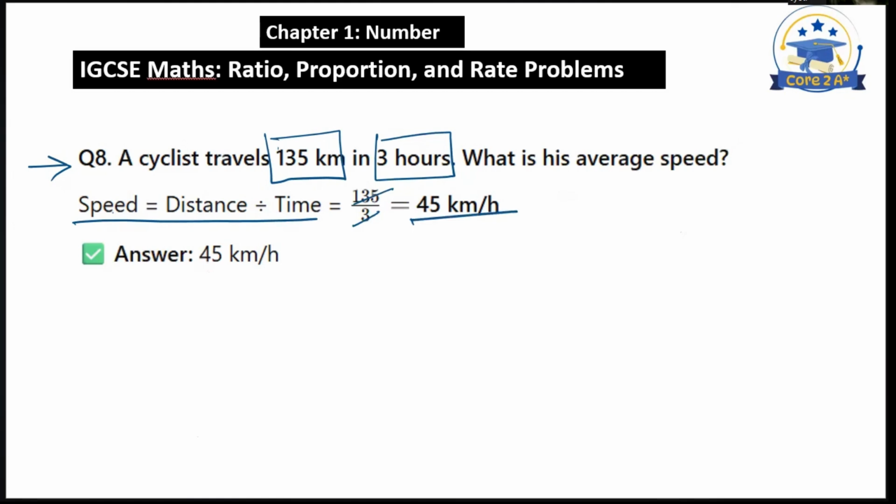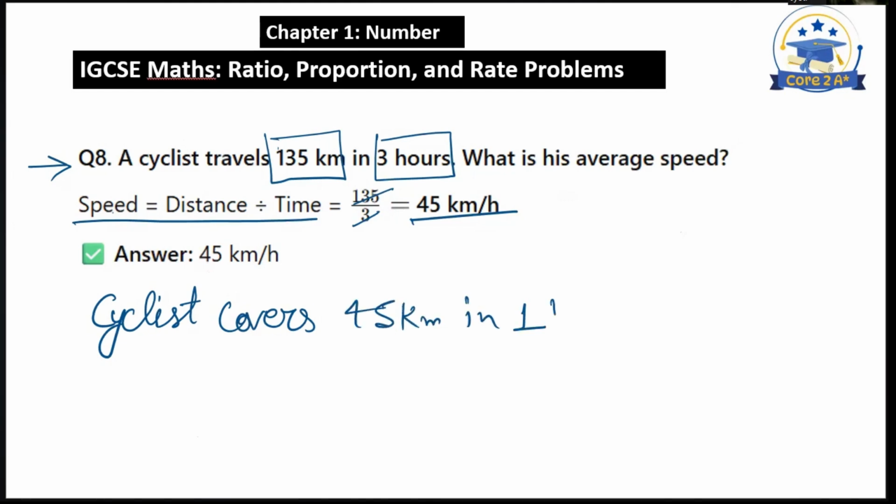It means the cyclist covers 45 kilometers in 1 hour, right? That's the meaning of this. In short, we can write it like that. In language, we can write it like this.